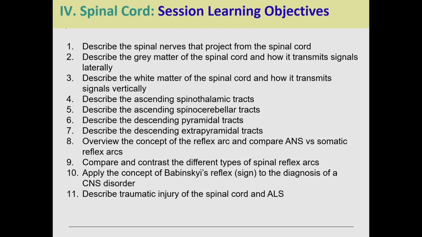All right, last one. We're getting into the spinal cord. So this one we have to talk about because we are going to be getting into reflexes and the reflex arc. We're going to talk about the spinal nerves that come from the spinal cord, gray matter and white matter in the spinal cord, and then different tracts that we see along the spinal cord. We'll talk about the reflex arc, different reflex arcs, and different reflex signs that we see, and then how traumatic injury to the spinal cord can impact someone, as well as ALS.